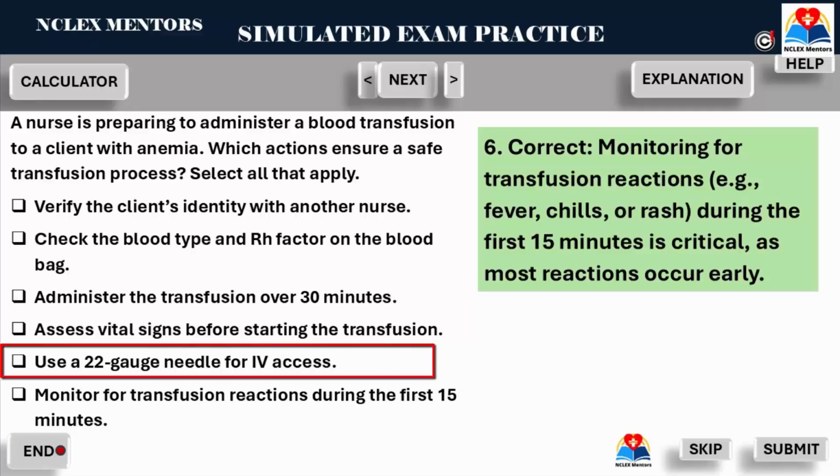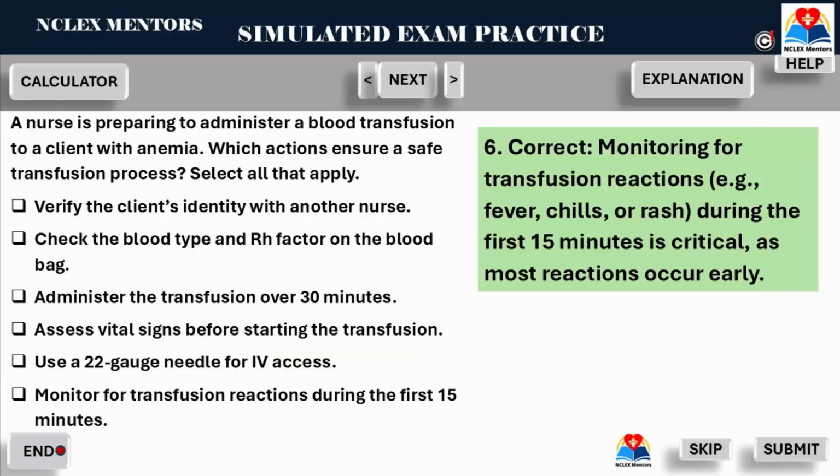5. Use a 22-gauge needle for IV access. Too small. Blood is thicker than normal fluids. A 22-gauge needle just doesn't cut it. It can hemolyze red blood cells or slow things down. For adults, you want an 18 or 20 gauge to allow proper flow.